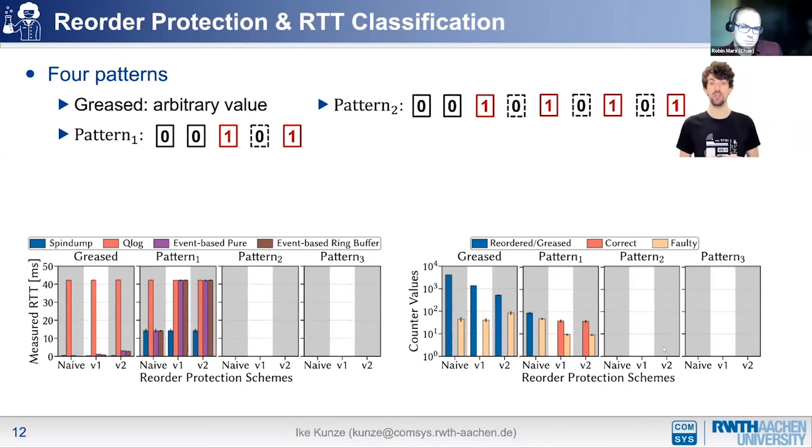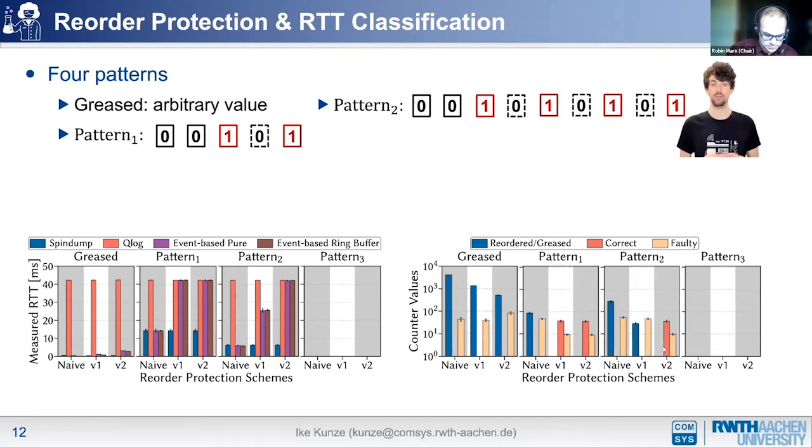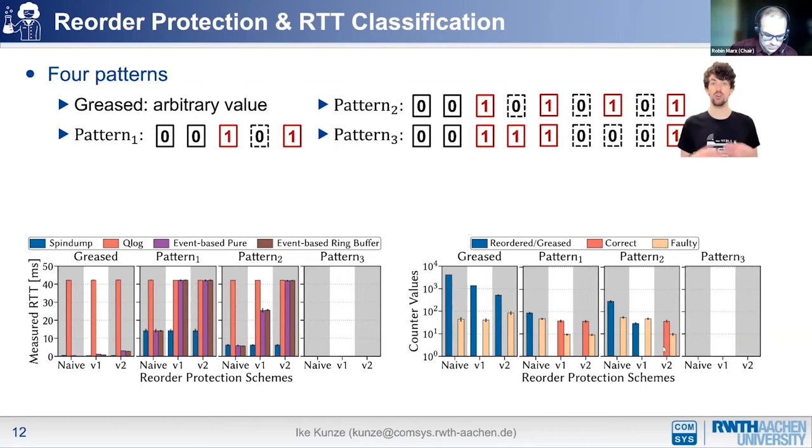Pattern 2 basically repeats the first pattern, but for 2 more consecutive packets. Looking at the protection schemes, we can see that the first protection scheme is no longer able to completely protect against this issue, while the second variant can still do so. This also corresponds to the register values on the right. Finally, we have a pattern which induces several consecutive packets of the old flank after the new one. Here, even the protection scheme number 2 is overmatched, and this is also reflected in the RTT classification.